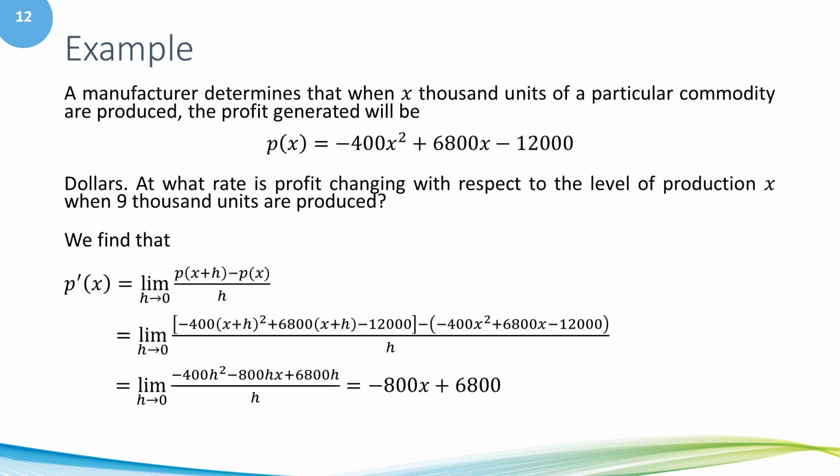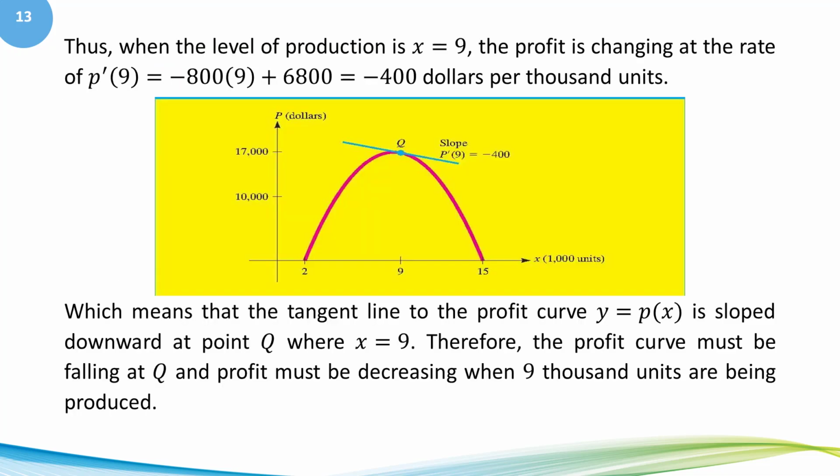So we have to find P'(x) by using the definition of derivative. So we have P'(x) is -800x + 6800. Now just substitute 9 for x, so we will get P'(9) is -400. This means that the tangent line to the profit curve slopes downward at point Q, where x = 9. The profit must be decreasing when 9,000 units are being produced.